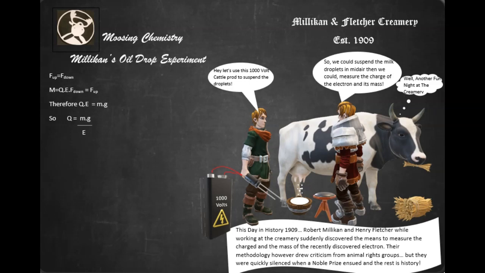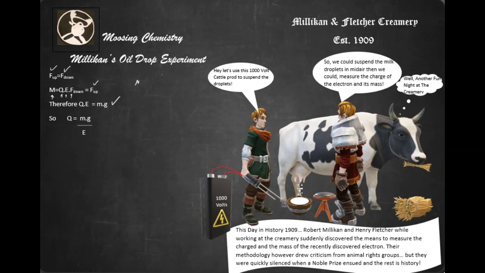So there's a couple things we have to look at. We have F up right here, and that means the force upwards equals the F down, which is the force down. And the force down, of course, would be gravity. So force up equals Q times E, which equals F down, which will give us the mass. Therefore, Q times E equals M times G. So, again, let's look at some things here.